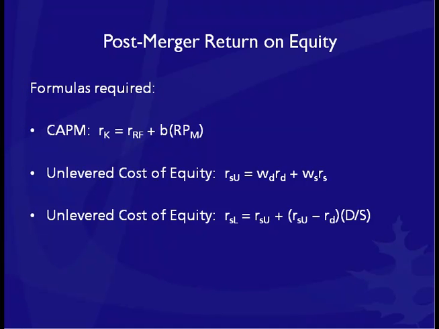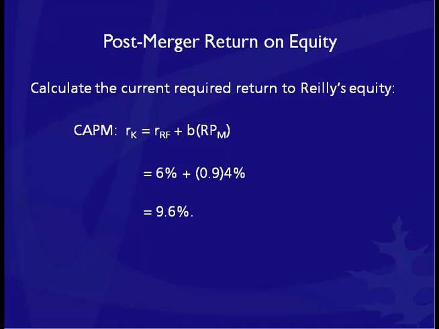All right, there's three formulas we need to use. First, we use the CAPM formula, and then we use two different versions of the unlevered cost of equity formula. Let's focus on CAPM first. We need to calculate the current required rate of return to Riley's equity.